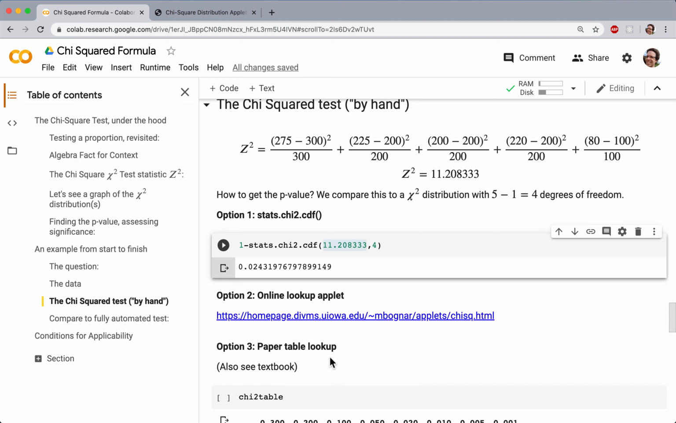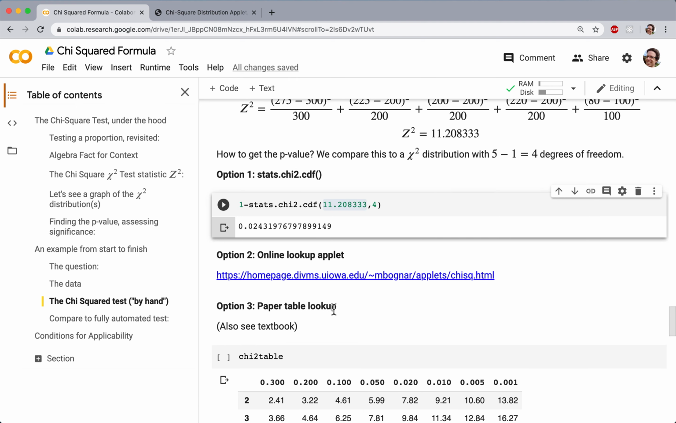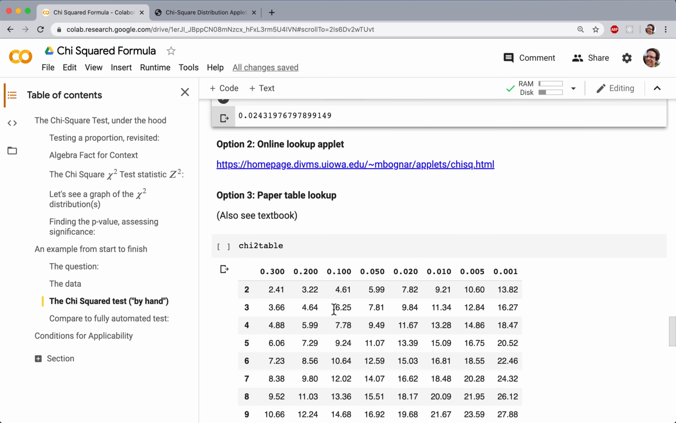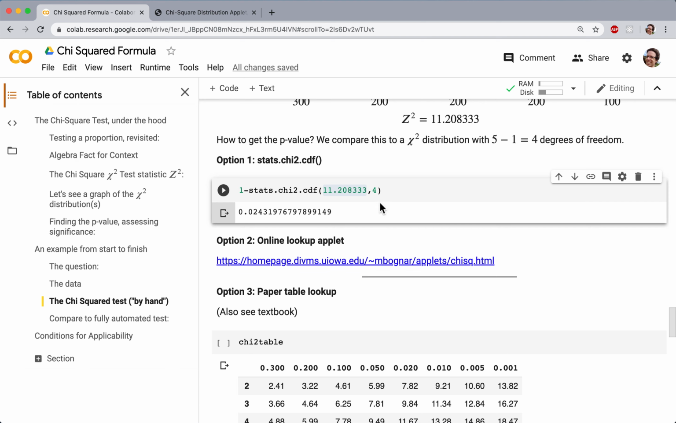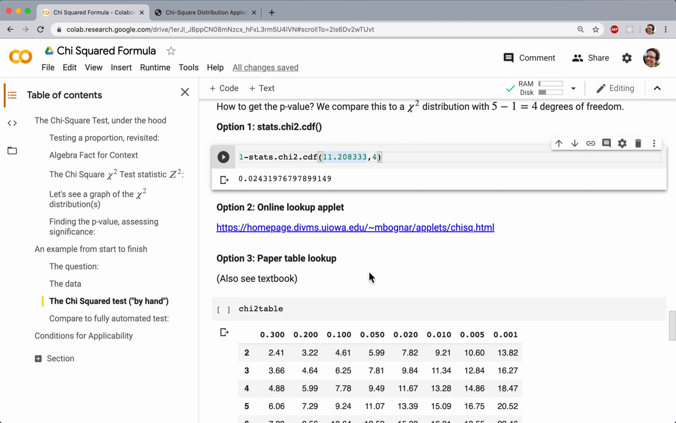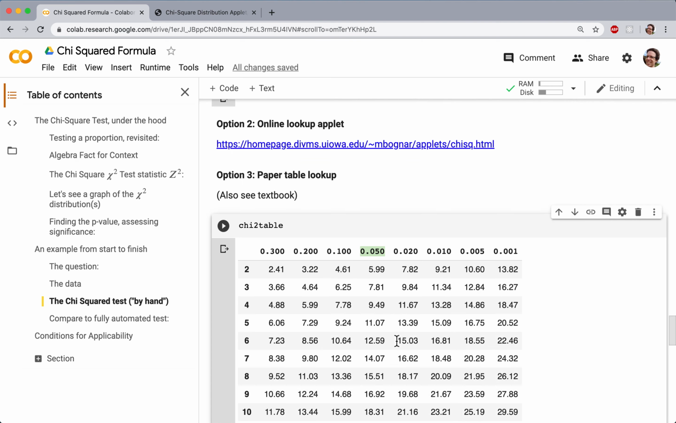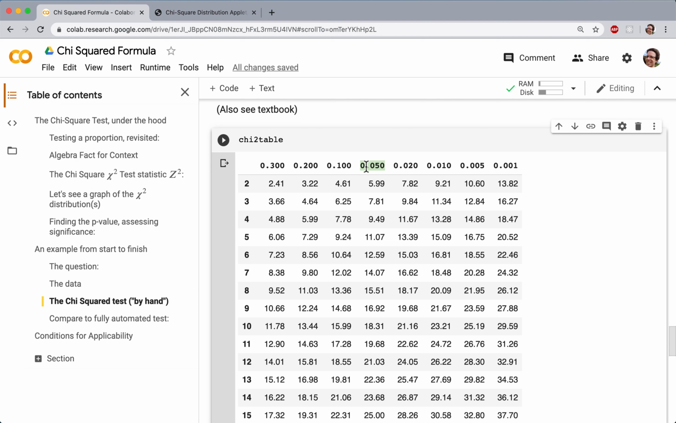And then the third option is using a paper table lookup. If you have any stats textbook, you should have a chi-squared table in the back. So look in the back of your textbook for a chi-squared table. It might look slightly different from what's here, but let's try to resolve this hypothesis test using the table lookup. We need to remember that the degrees of freedom is 4, and our threshold of significance is presumably alpha equals 0.05. So we look up the alpha value here, 0.05, and the degrees of freedom here, 4, and we get 9.49.